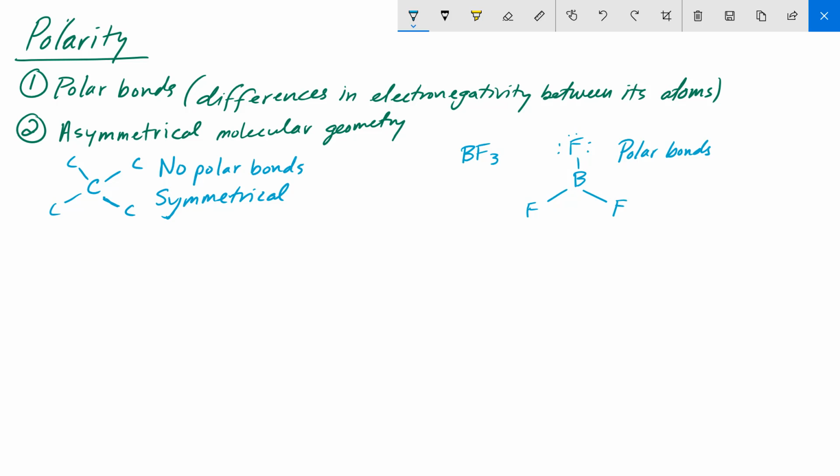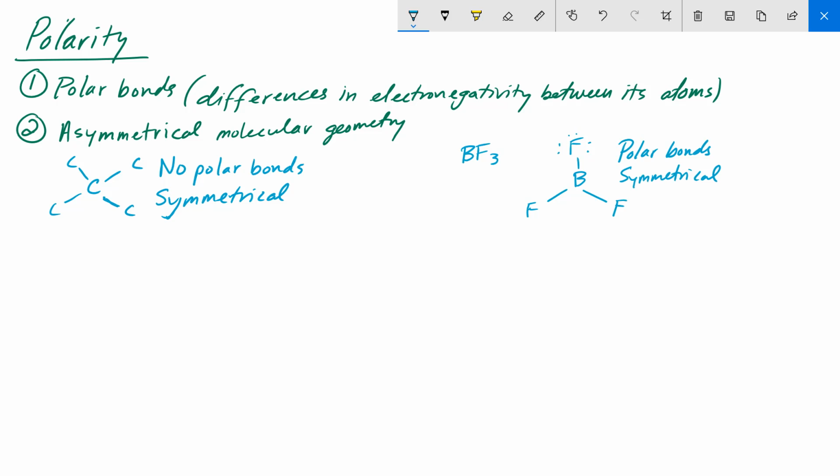We next ask ourselves, is BF3 asymmetrical? No, it has symmetrical geometry. See that each of these fluorines is the same distance apart from one another. So they form this symmetrical equilateral triangle around the boron. So BF3 does not meet the second criteria of polarity, which is asymmetrical molecular geometry.